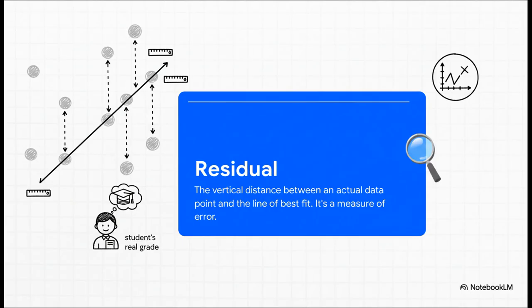But what about all the points that don't land exactly on the line? Well, that little gap between a real data point, like a student's actual grade, and what our line predicted their grade would be, that's called a residual. It's basically just a measure of our error, of how far off our guess was for that one person. A really good line of fit is going to have really small residuals overall.